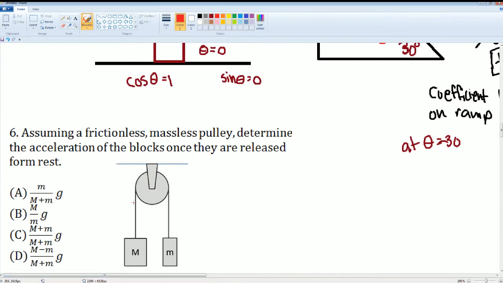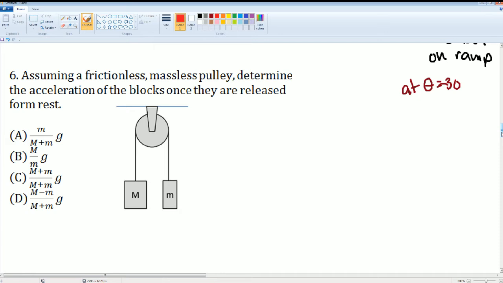All right, number 6. Assume a frictionless massless pulley. Determine the acceleration of the blocks once they are released. In short, you should already have this memorized. This is a simple Atwood calculation. You should have this memorized going into the test because this is multiple choice, right? You have only so much time on the test. You should know this by heart. So I'll work through the derivation really quick.